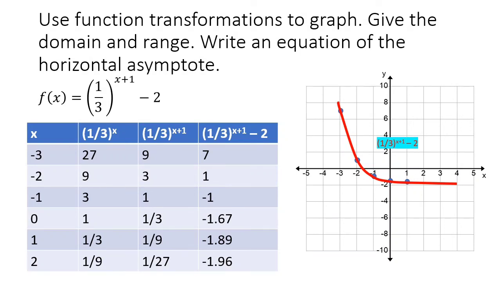Our new horizontal asymptote is now going to be y equals -2. You'll notice that the equation of the horizontal asymptote is always whatever your vertical shift is. If you have no vertical shift, it's y equals 0. And that concludes our video for graphing exponential functions.